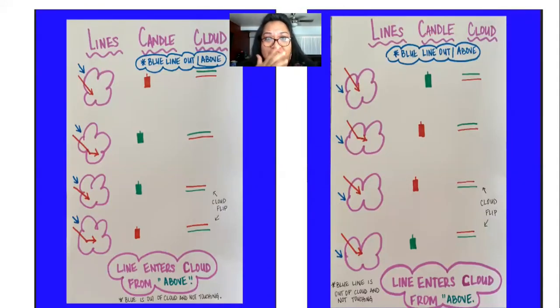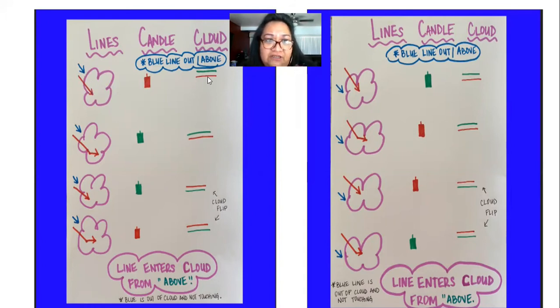We're going to do the blue line first, okay? Entering above the cloud, blue line. The blue is above the red. The blue is not even in the cloud and it's not touching the cloud. Be very careful. If it's touching the cloud, it's the same as being in the cloud. Okay, so blue above the red is in, you get a red candle.